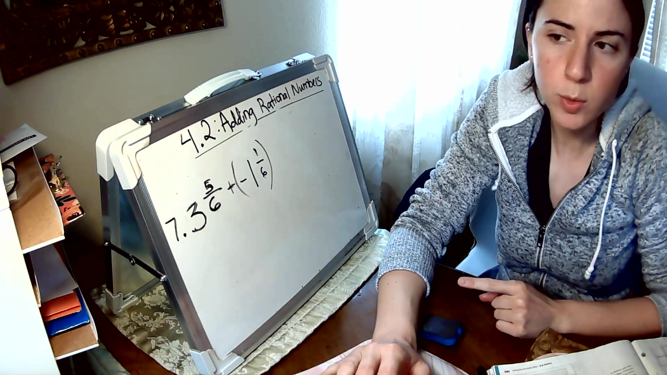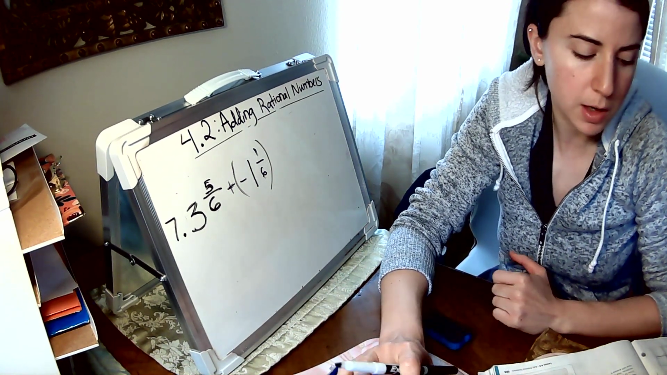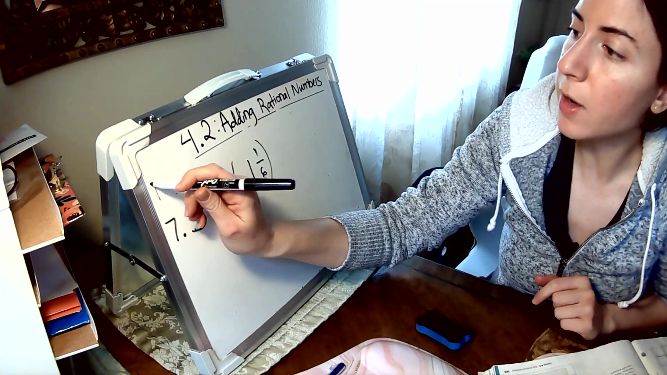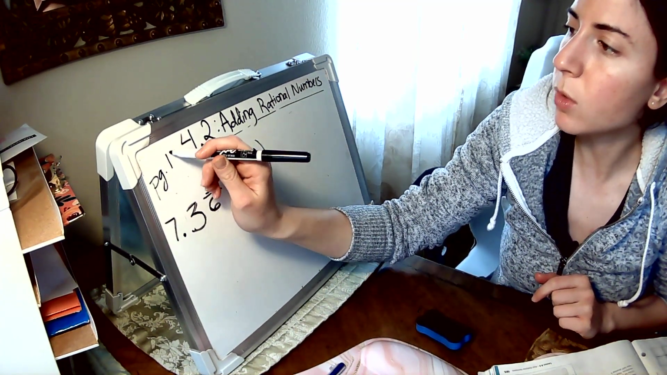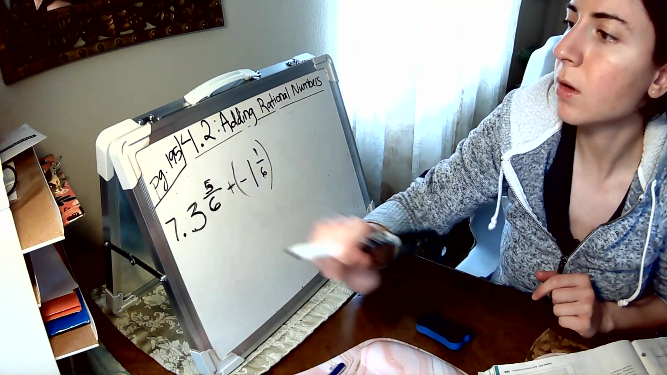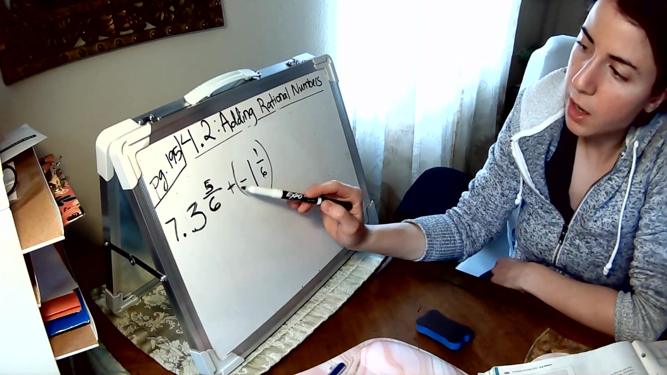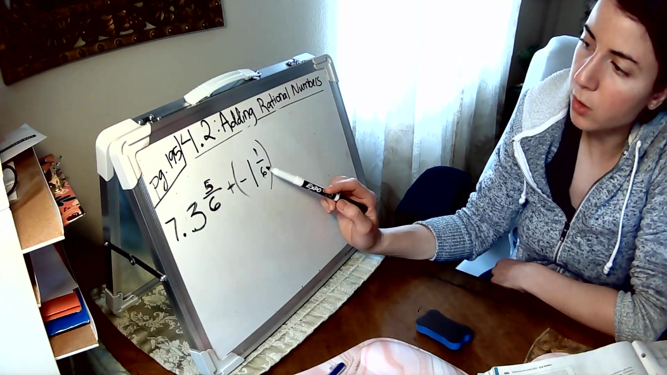All right, cool. So now that we talked about additive inverses, let's go to number 7. By the way, this is page 195. Forgot to write it down. Page 195. Okay. Now this is 3 wholes and 5/6 plus negative 1 whole and 1/6.